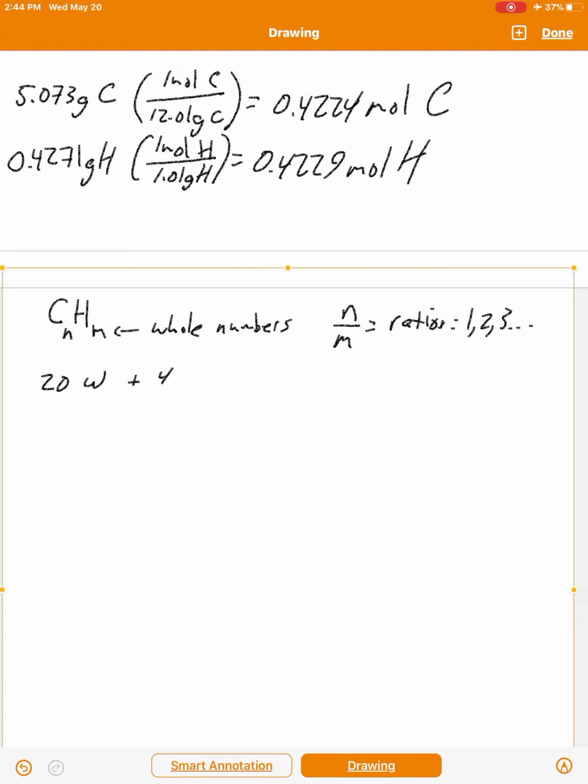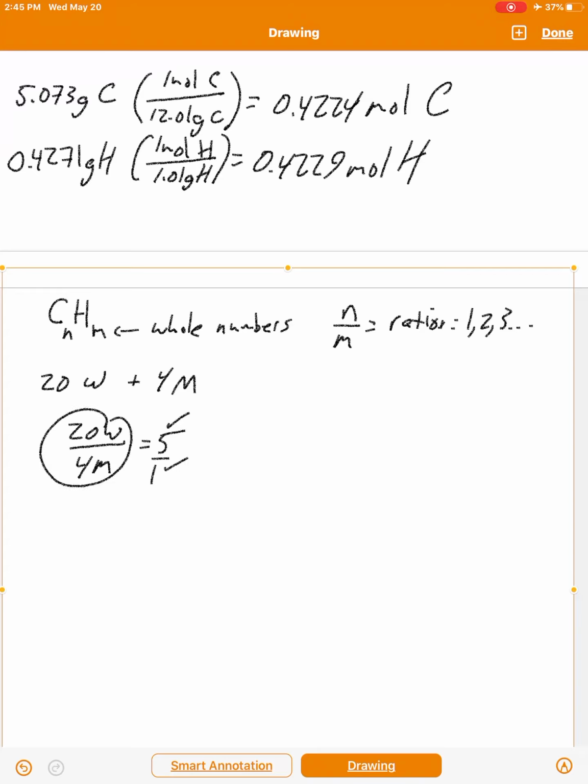And we wanted to find a ratio of women to men. 20 women divided by 4 men. That would give us a ratio of 5, right? The ratio is really 5 to 1. There's 5 women for every 1 man in that ratio.